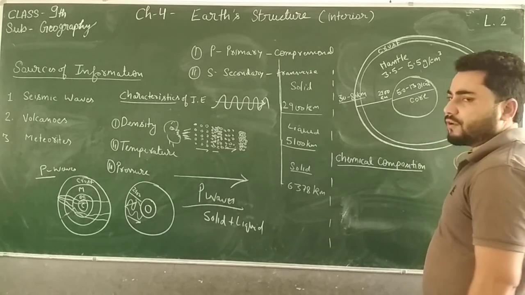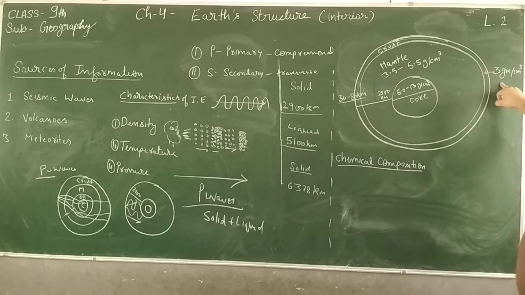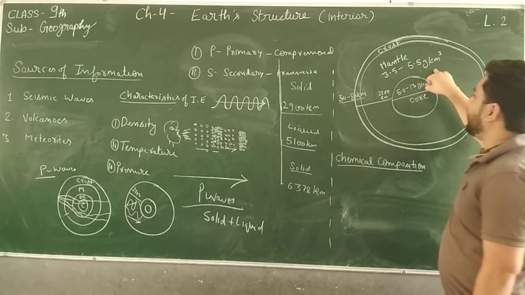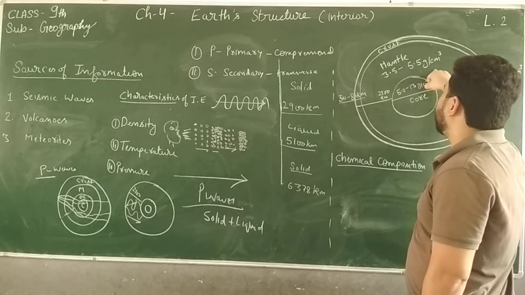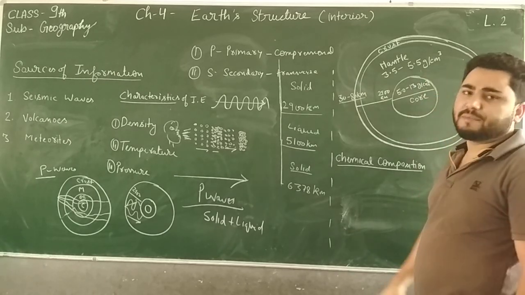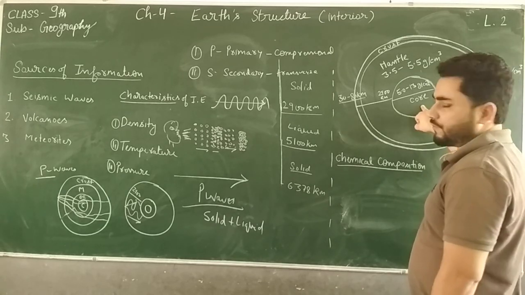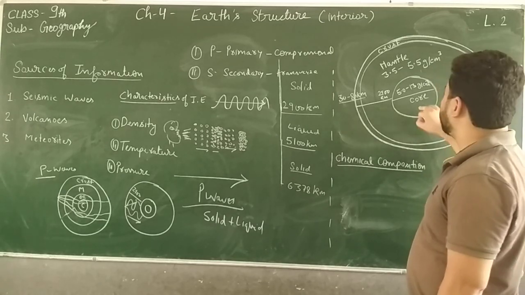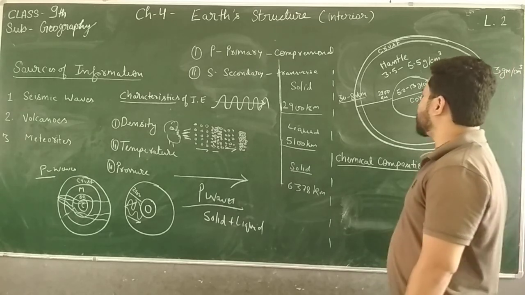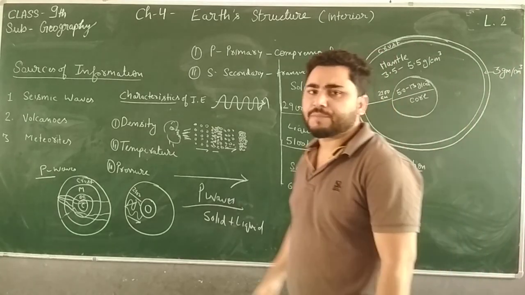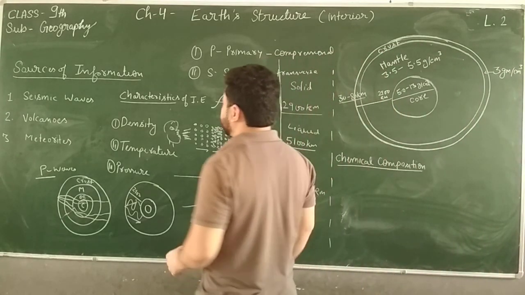So what is the density of the Earth? The density at the crust is 3 gram per centimeter cube, whereas in the mantle it is from 3.5 to 5.5 gram per centimeter cube average density. And the average density at the core is from 5 gram per centimeter cube to 13 gram per centimeter cube. So this is how we come to know about the density of Earth through seismic waves.